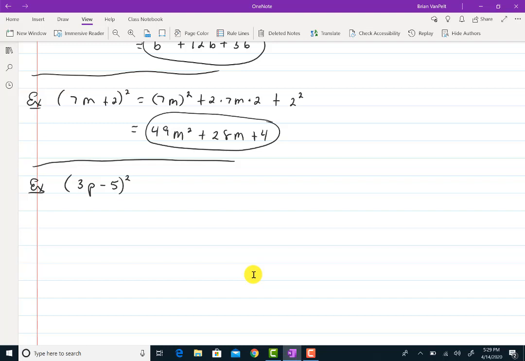With the minus sign, you're going to have to adjust. The first term is 3p, but the last term is actually -5. So it will come into play as I do my next thing. 3p squared. This time you're going to get minus 2 times 3p times 5 plus, this last part doesn't change, 5 squared. The only thing that changed was the middle part. 3p squared is 9p squared minus 30p plus 25.